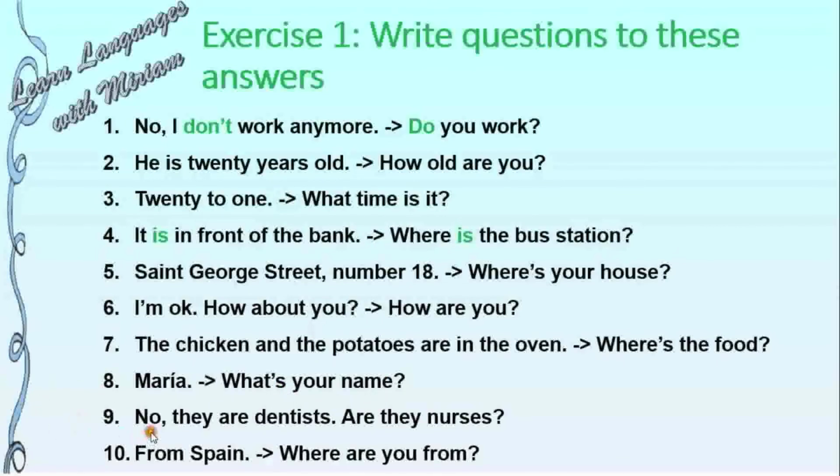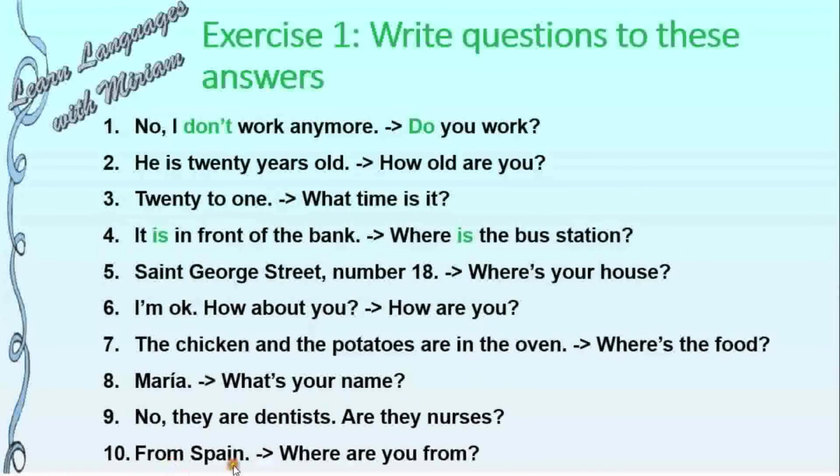9. No, they are dentists. So for example, we can ask, are they nurses? If, for example, we want to know their profession. First, verb to be, then subject, and then profession.